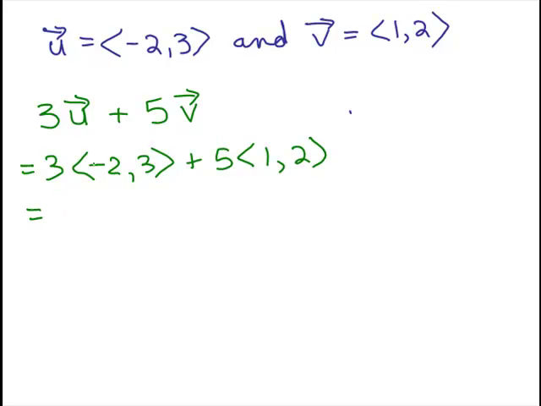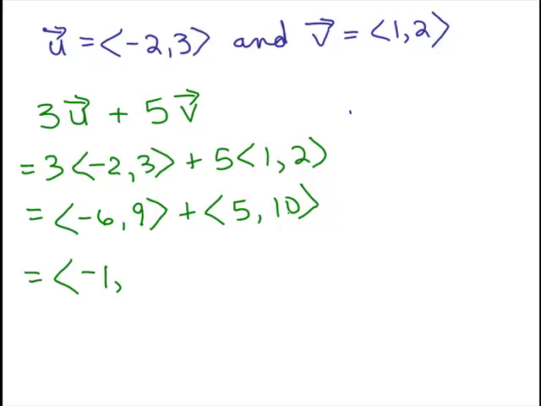And we just get to multiply our 3 to each of these components. So we've got negative 6, 9, plus 5, 10. And then to add these together, we add the first components together. Negative 6 plus 5 is a negative 1, and 9 plus 10 is 19. So that's the first part of our answer.